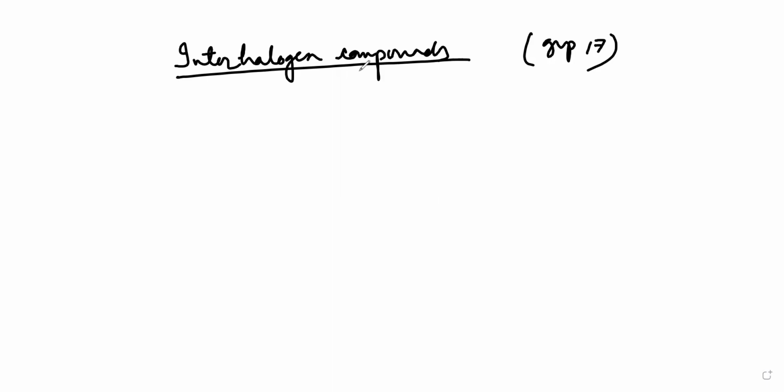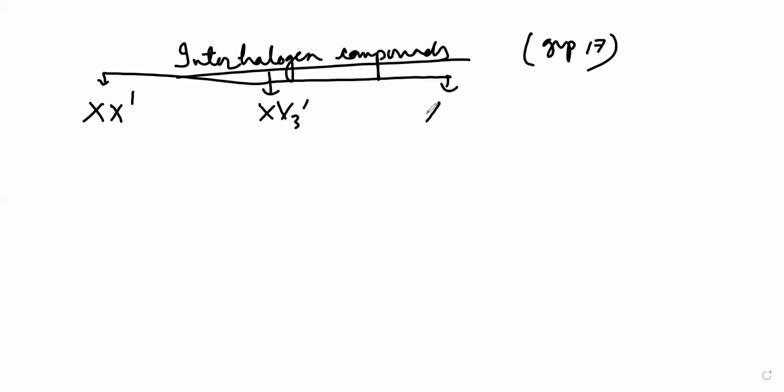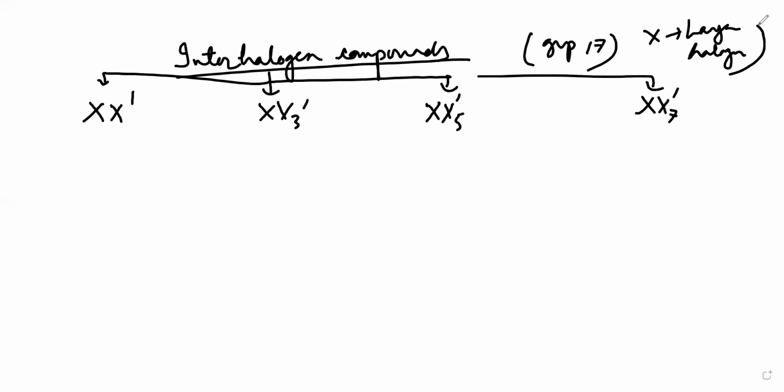When we say halogen, we write the symbol X. So our interhalogen compounds are of three types: one is XX', one is XX'3, XX'5 and XX'7. Okay. So where X is the larger halogen. Large size halogen means larger halogen, because the smaller halogen cannot accommodate the larger halogen.